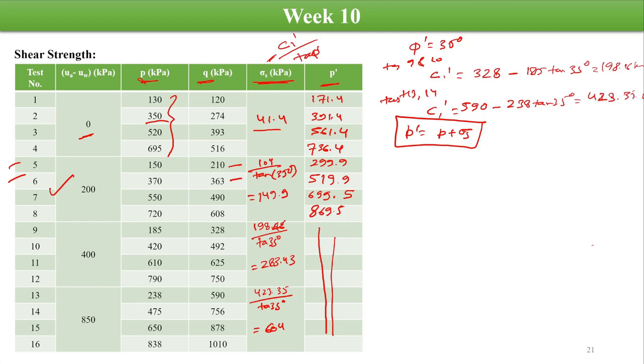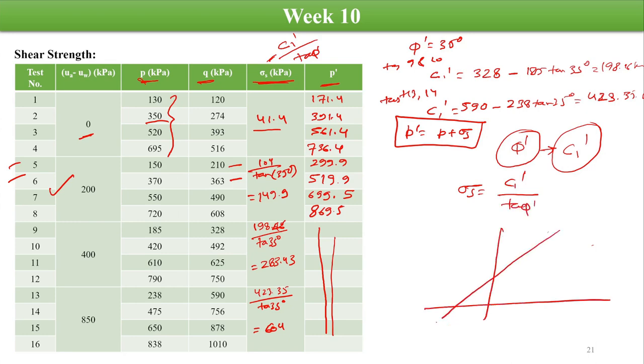So in this way we can calculate the value of effective mean stress. First we can calculate the value of phi dash. Then phi dash will remain the same for all sets of experimentation. Then from each set of experimentation at different matric suction value, we can calculate the value of c1 dash or c dash, and then from there we can calculate the value of the suction stress, which is nothing but c1 dash upon tan phi dash. It is the negative of this, c1 dash upon tan phi dash or c1 dash cot phi dash, right?